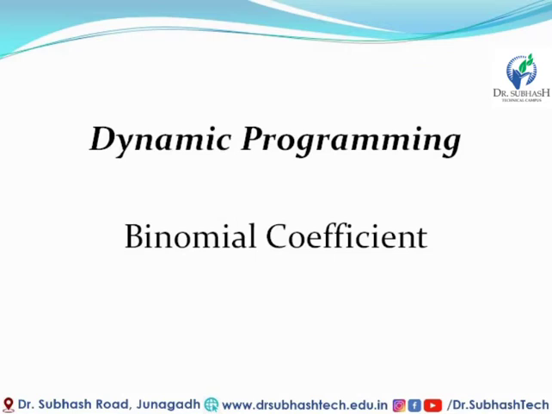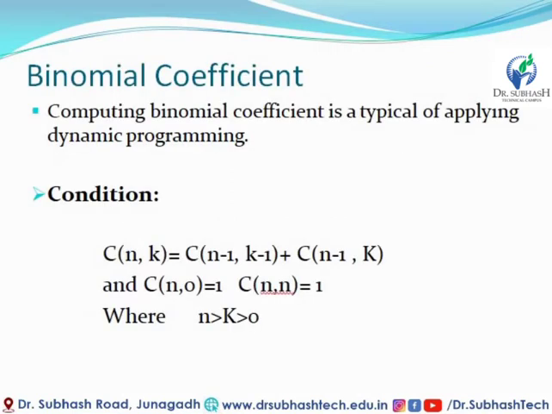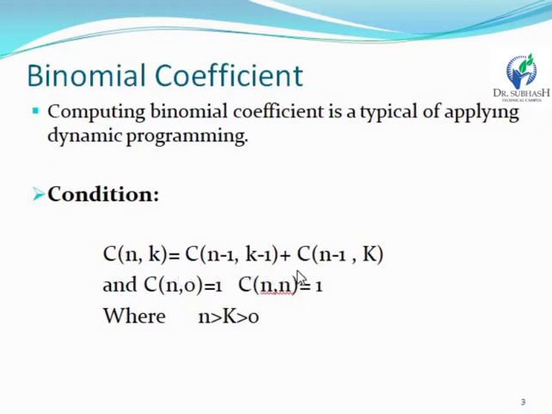The unit is dynamic programming, and the topic is the binomial coefficient. First of all, we saw what the binomial coefficient is. Computing the binomial coefficient is a difficult problem to which we apply dynamic programming, and the condition is C(n,k) = C(n-1,k-1) + C(n-1,k), with C(n,0) = 1 and C(n,n) = 1.